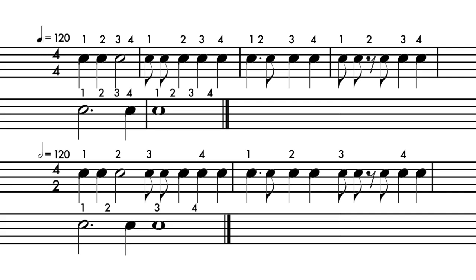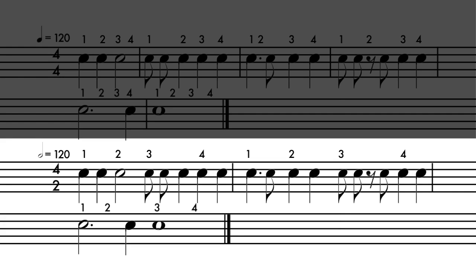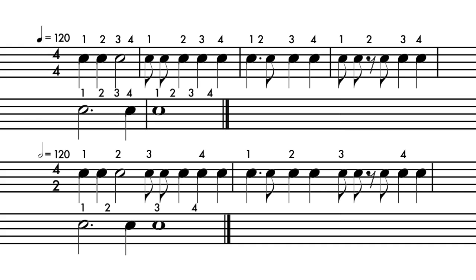Here are 2 rhythmic patterns. Both rhythmic patterns have identical note values. The top rhythm's tempo is 120 quarter note BPM with a 4/4 time signature. The bottom rhythm's tempo is 120 half note BPM with a 4/2 time signature. As you listen to these 2 patterns, focus on the tempo and speed of the rhythmic patterns.